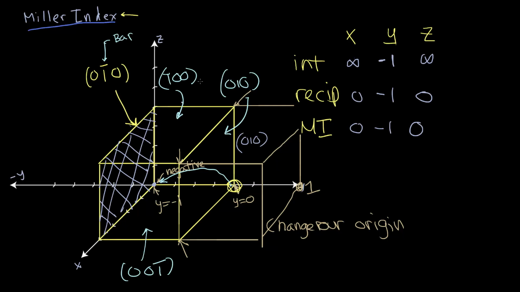In the next video, I'm going to go over even more Miller index examples because I believe it's really important to see a lot of these, as many as possible. And we're going to start looking at crystal planes inside of the unit cell, not just the faces. I hope to see you there.